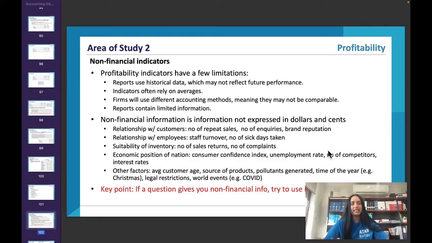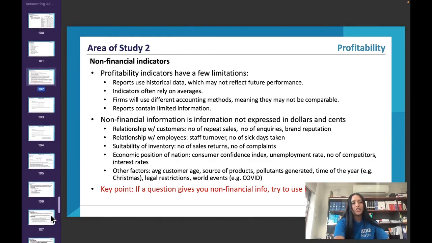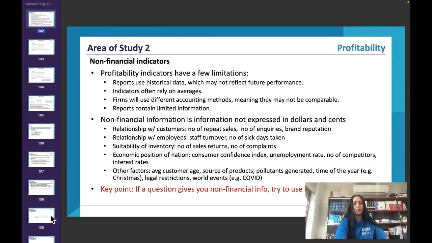Basically, when we use profitability indicators, there are limitations. So first of all, reports use historical data, and so calculating indicators based on historical data might not be accurate, and it might not accurately reflect future performance. They rely on averages, which isn't as accurate as you could be, and different businesses can use different methods, which means that it's not easy to be compared and it doesn't support comparability. And reports also contain limited information. Not all information about a business's proceedings is included in the reports. And there is non-financial information that you need to consider in your responses as well.